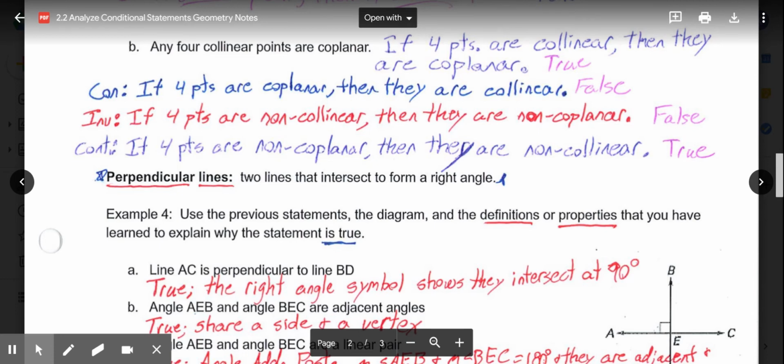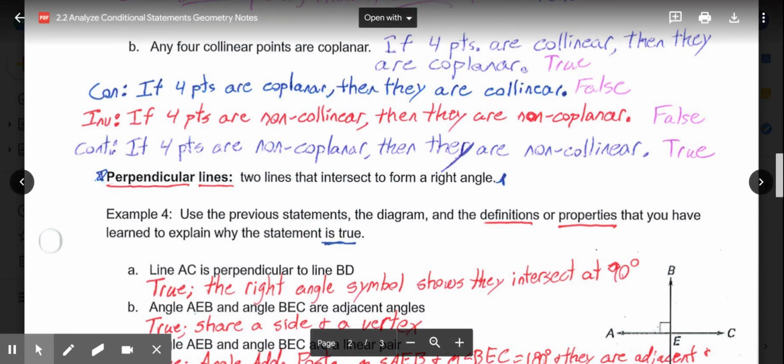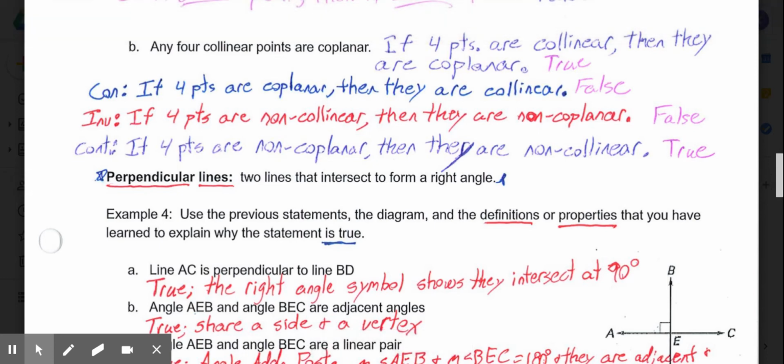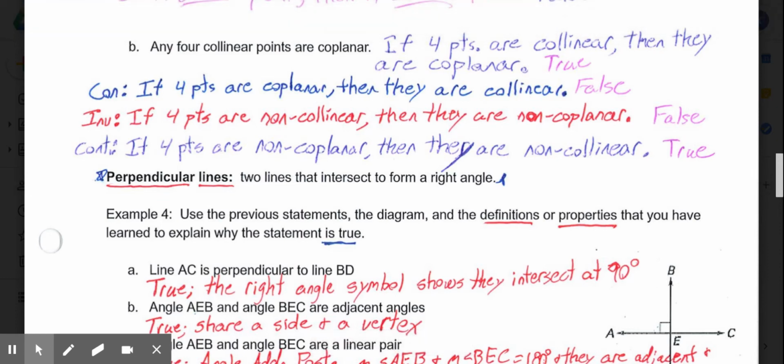The converse, we're flipping our hypothesis and conclusion, so we'd say, if 4 points are coplanar, then they are collinear. That is false. We can have 4 points in a plane, not on the same line. The inverse, if 4 points are non-collinear, then they are non-coplanar. We could also say if 4 points are not collinear, then they are not coplanar.